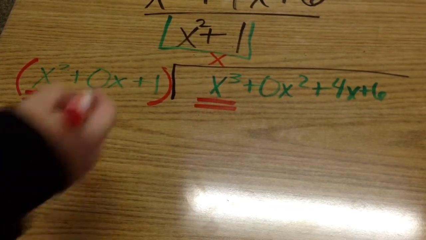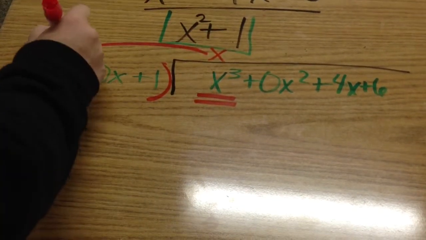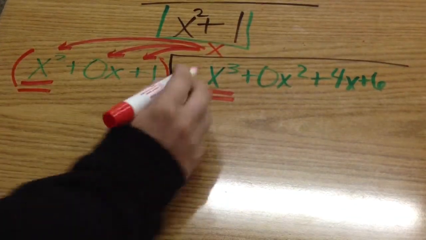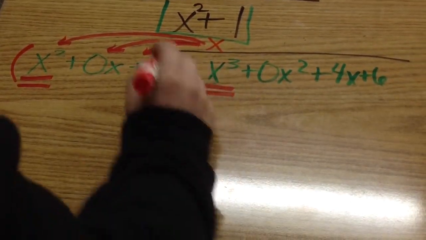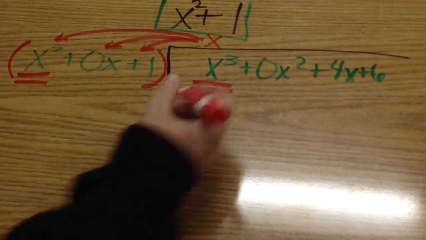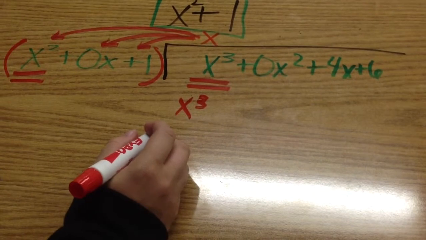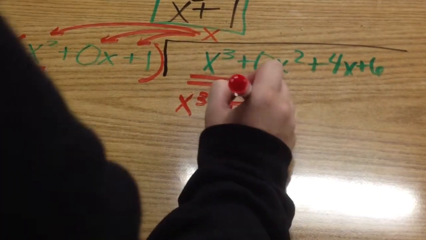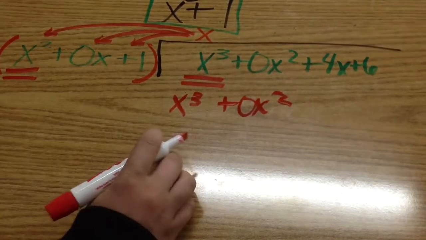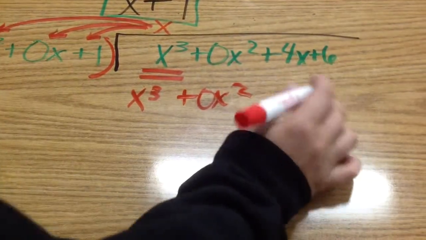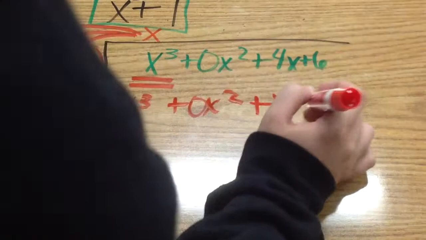And now basically what we do is we distribute the x all over. And then we put our product down here. So x times x squared is x cubed. x times 0x is plus 0x squared. Then x times plus 1, like x times 1 basically, is plus x.